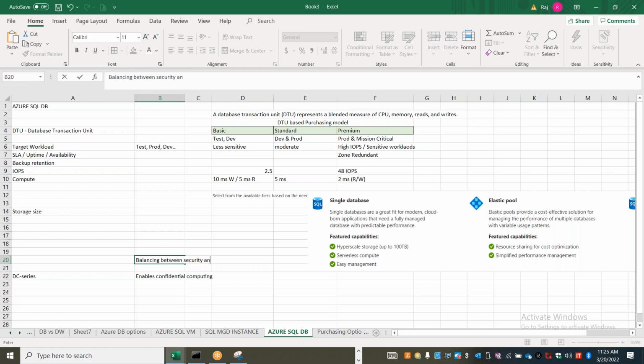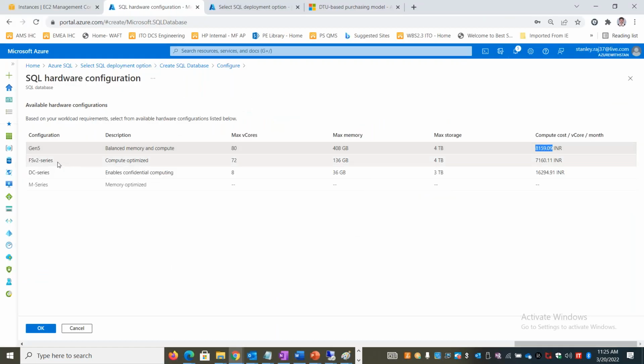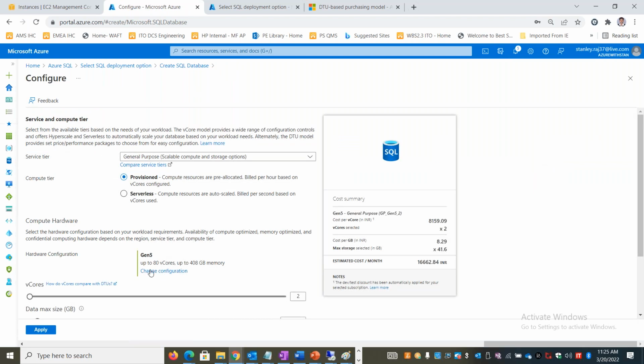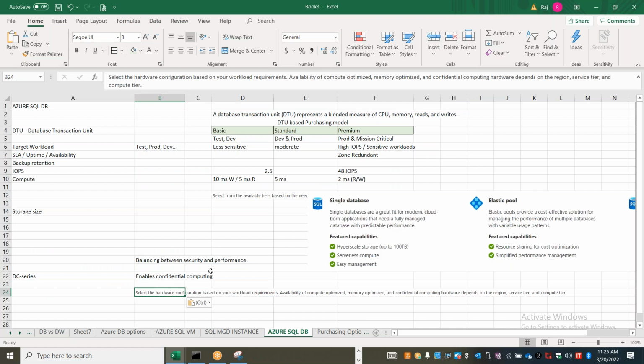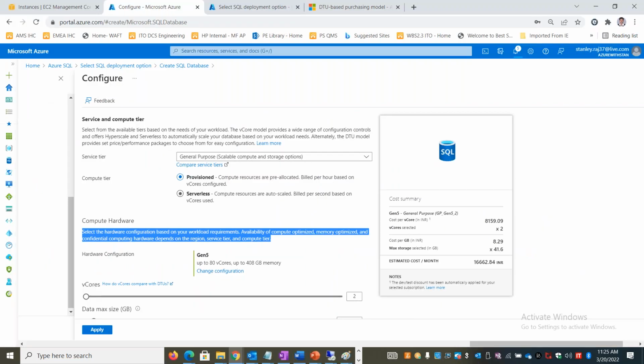security and performance. If you want higher security, then you need to pay more with the DC series. If you want more performance, then you can go for generation 5 or FS series. So that is another option which you need to be aware of. You have different hardware generations and different instance families that provide different performance levels. And the next option is provisioned and serverless.